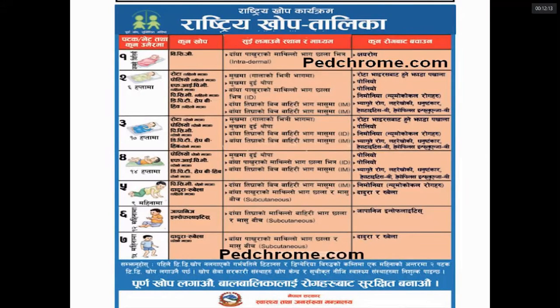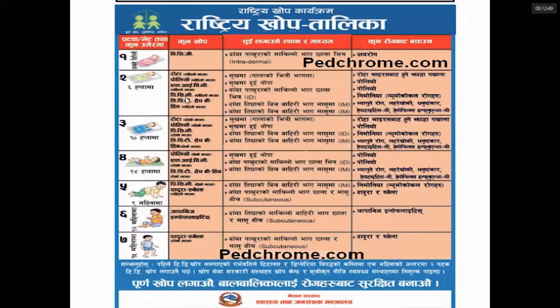Rotavirus is given at 6 weeks and 10 weeks. Pentavalent vaccine is given intramuscular, while rotavirus vaccine is oral, given as 2 drops. And for polio, we give oral polio vaccine and injectable polio also. Oral polio vaccine is given at 6, 10, and 14 weeks. Injectable polio, called IPV, is given at 6 and 14 weeks.